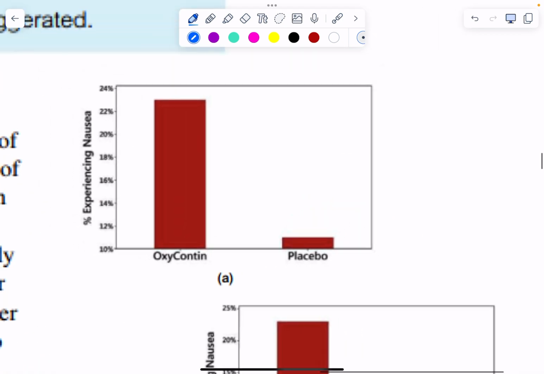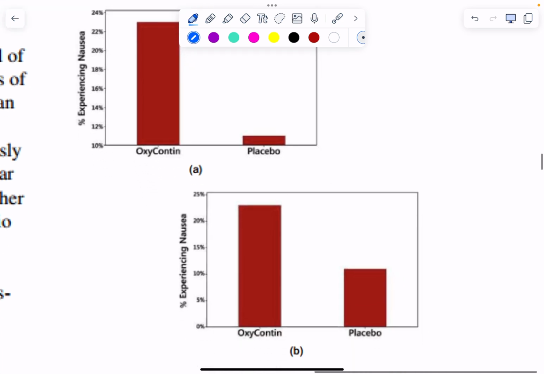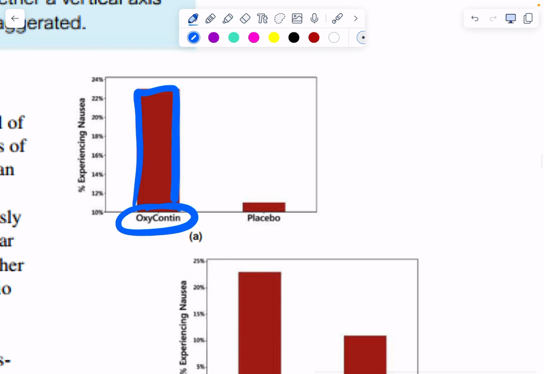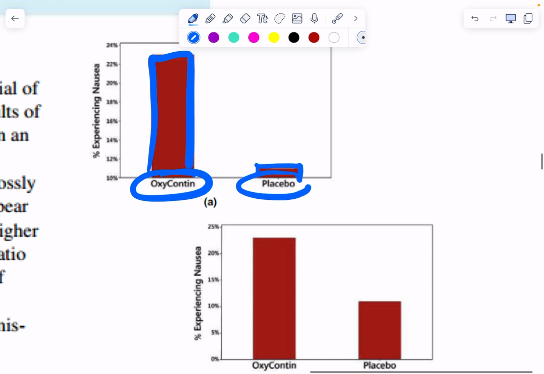So here's an example, okay? We are talking about experiencing nausea when you are given Oxycontin. Do you know what Oxycontin is? Yes, it's a painkiller, right? So you're given this painkiller and you're experiencing nausea. This many people experience nausea on Oxycontin. This many people experience nausea on the placebo. A lot of times with painkillers, they say that you are supposed to eat food with the painkiller. Otherwise, it will eat your stomach, right? It's not good for you. So, placebo versus Oxycontin. Here's the problem.